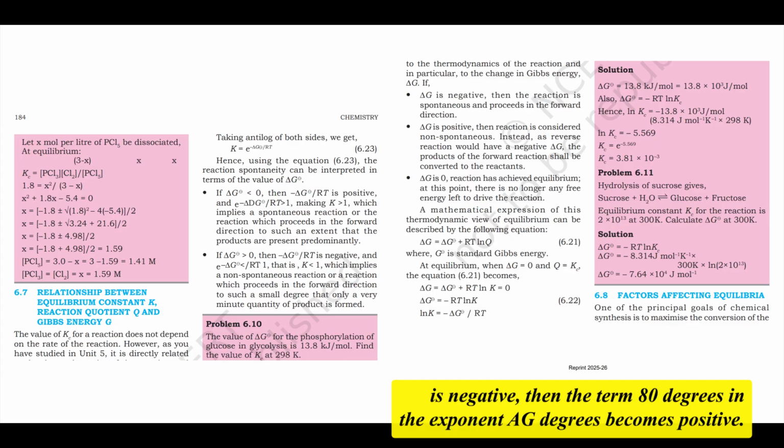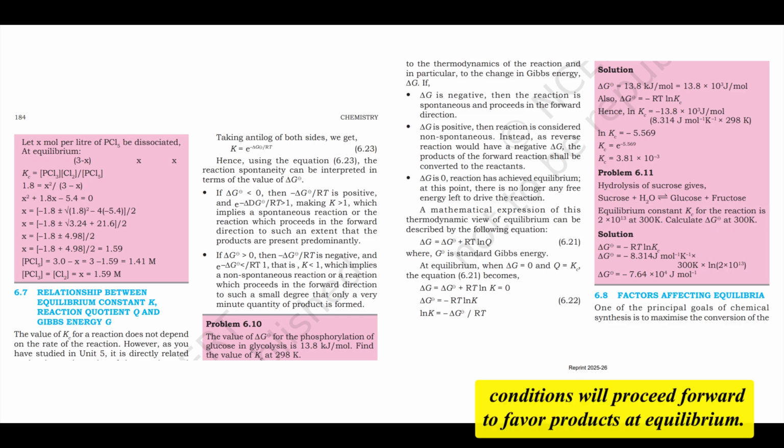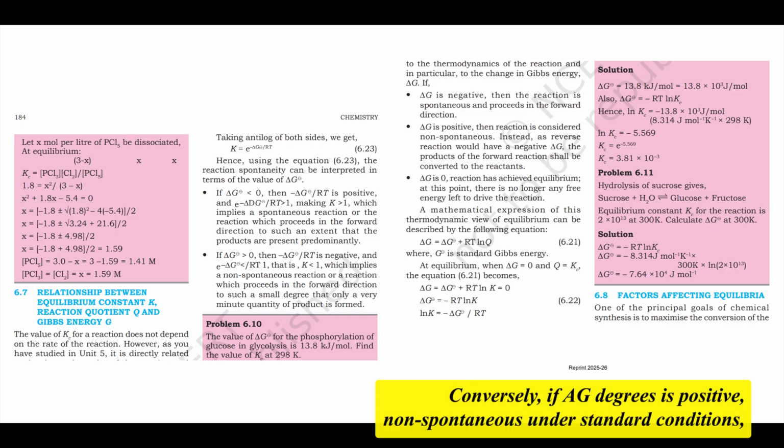If ΔG° is negative, then the term −ΔG° in the exponent becomes positive. Since R and T are always positive, the whole exponent is positive, and e raised to any positive power is a number greater than 1. So if ΔG° is less than 0, then K is greater than 1. This makes perfect sense. A reaction that is spontaneous under standard conditions will proceed forward to favor products at equilibrium.